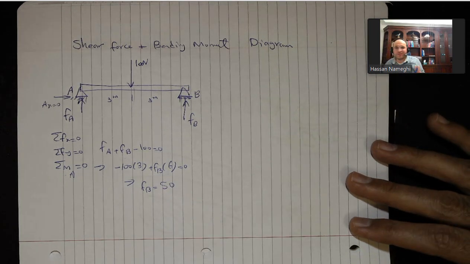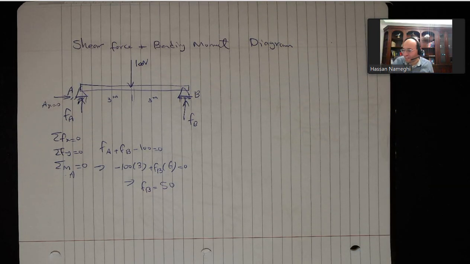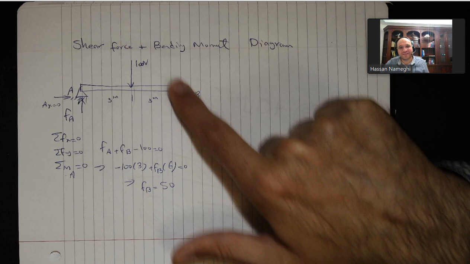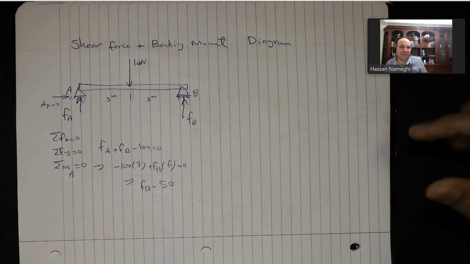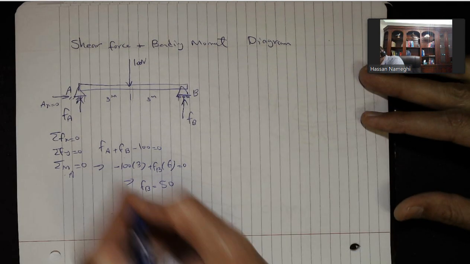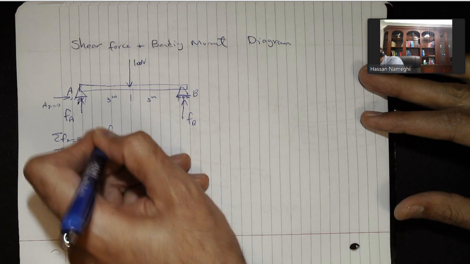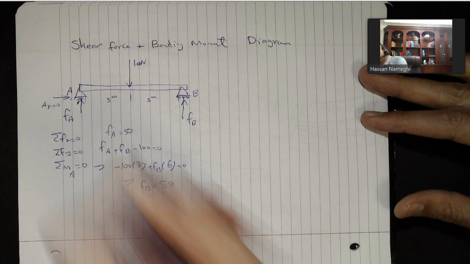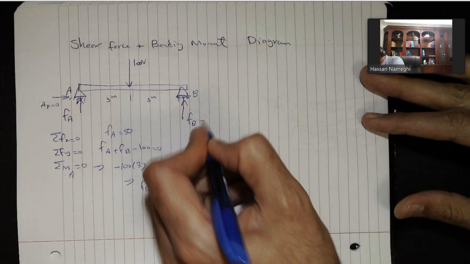I already knew it is 50. I just did the calculation in case the force is not in the middle, right? If it's somewhere here, that's when you need to do the calculation. So FB is 50, you put it in this equation, and you're going to get FA is equal to 50. Now, each of these forces is 50.